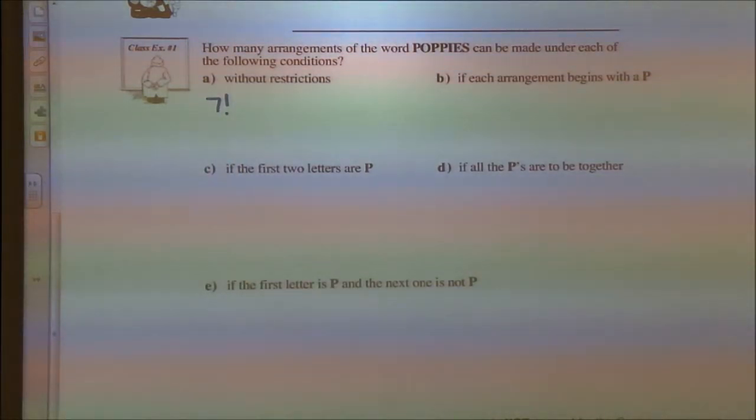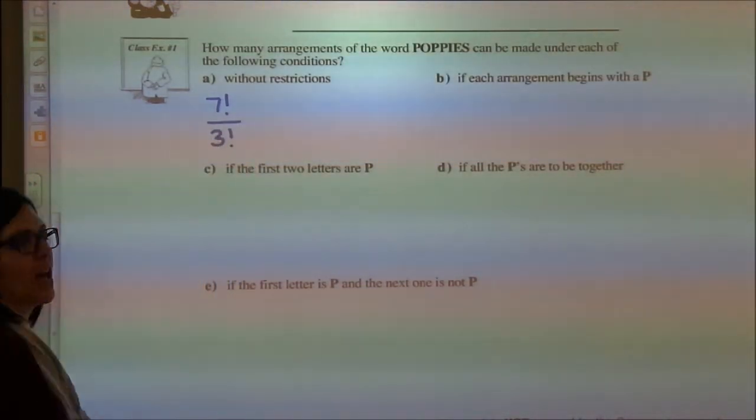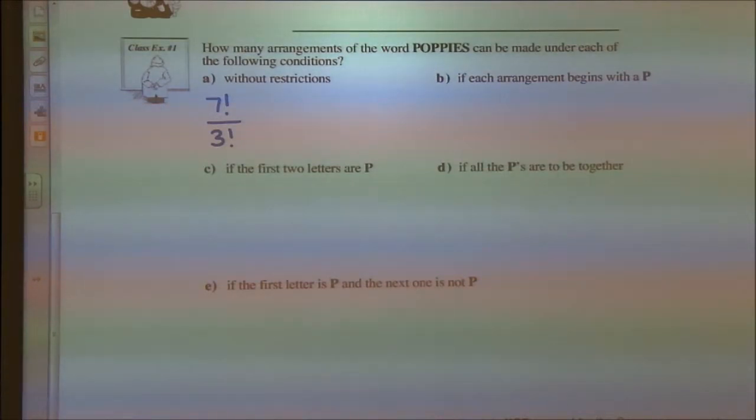But this is a little bit different. Why? I have these 3 p's. So when I pick a p, I don't know which one it is. So I have to account for that. I have to divide by those repetitions. Okay, so I will let you tell me what that equals.